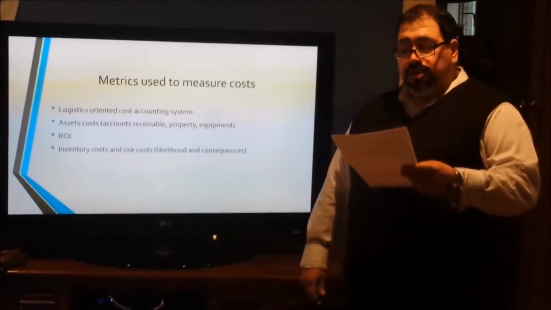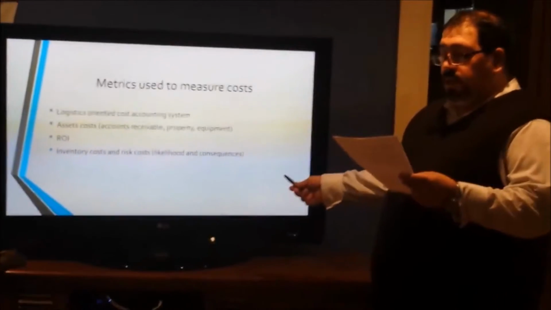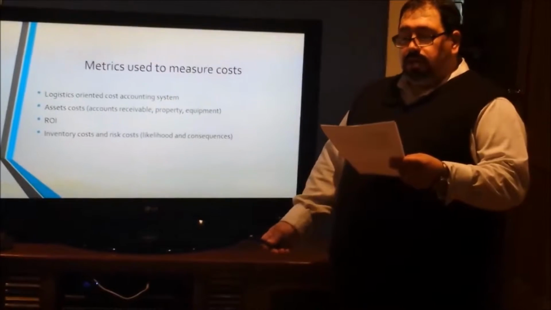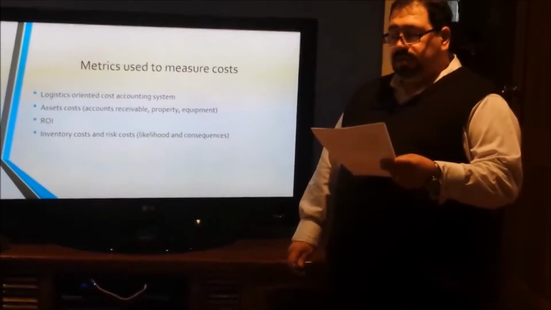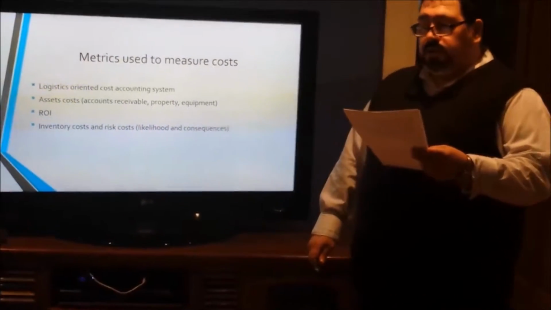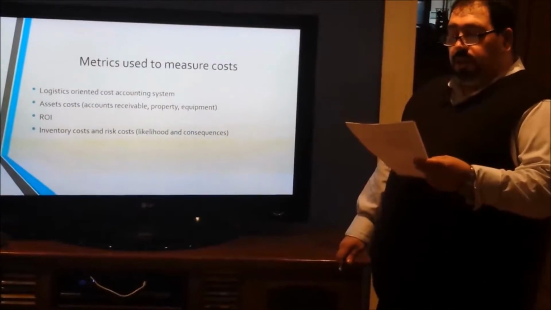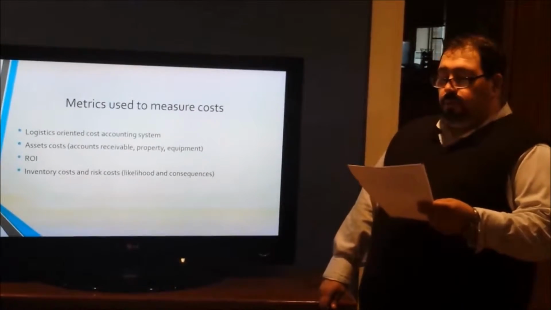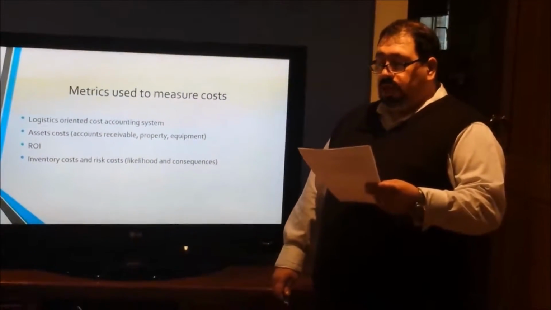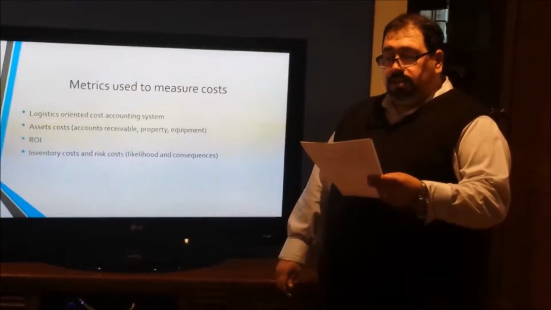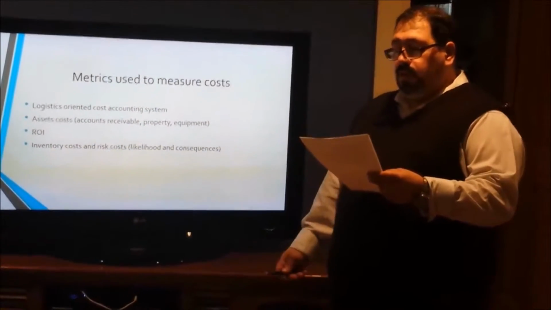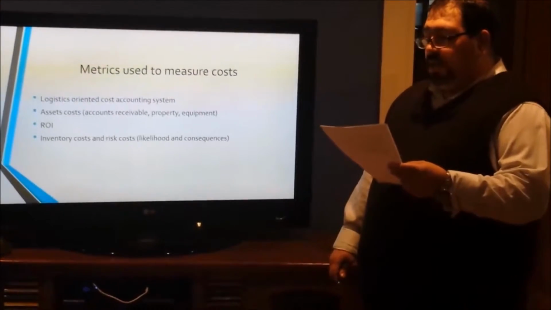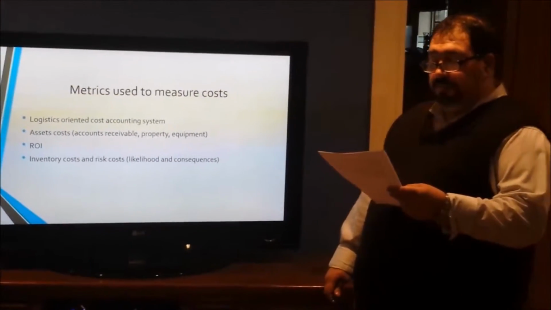I would first like to start off with highlighting the metrics we are going to use to measure costs. We should implement a logistics-oriented cost accounting system which identifies total logistics costs in all of IAJ's departments and their impacts. We need to look at costs associated with the assets such as accounts receivable and property and equipment. Also, return on investment and total inventory costs.